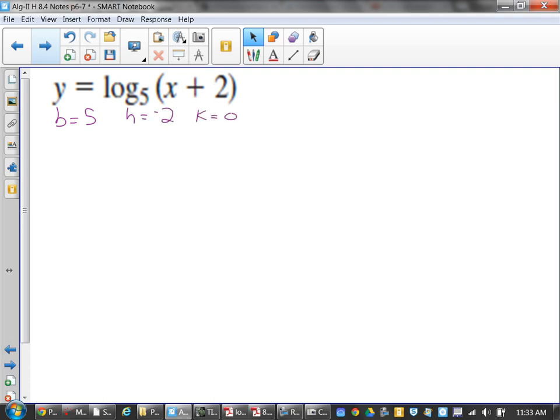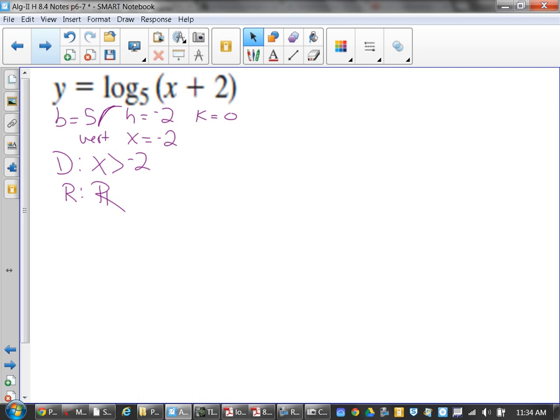Okay. So my h value is -2, which means my vertical asymptote is at x equals -2, which means my domain is going to be x is greater than -2. Make sure you put that in there. And my range is all real. We're all done with that. My domain is greater than -2, so it's moving up to the right. So I'm going to put a little hook in there. I know that my ordered pairs should match that drawing. If not, fix it.